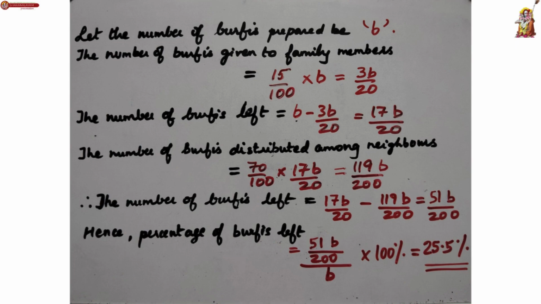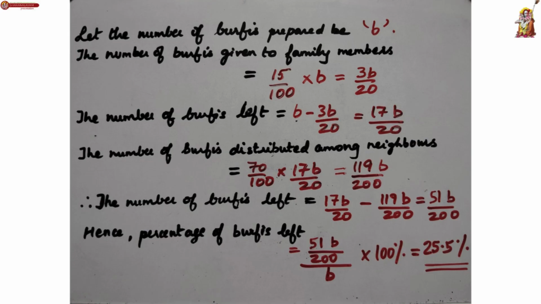Therefore, the number of burfis left will be 17B upon 20 minus 119B upon 200, because originally it was B, and then after giving to the family members, the number of sweets left was 17B by 20. From that, again the sweets were distributed among neighbors.